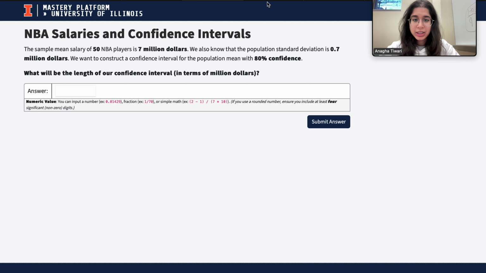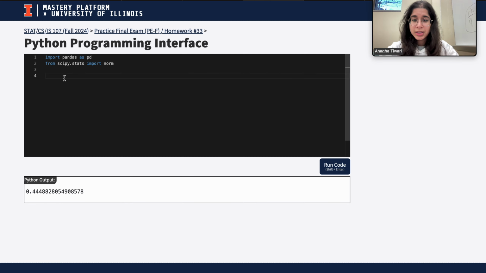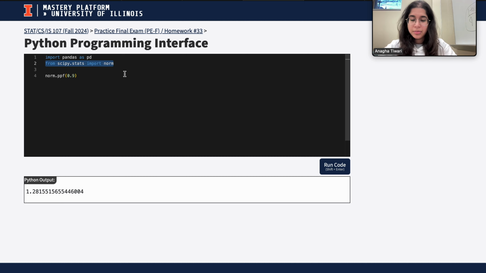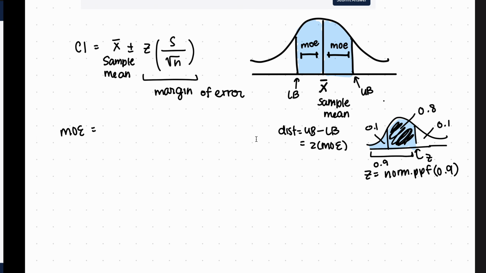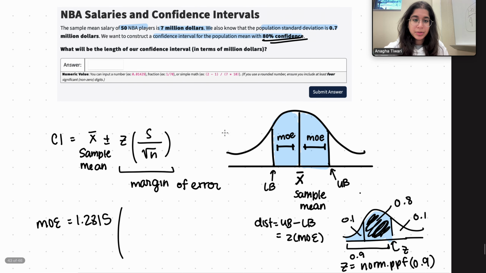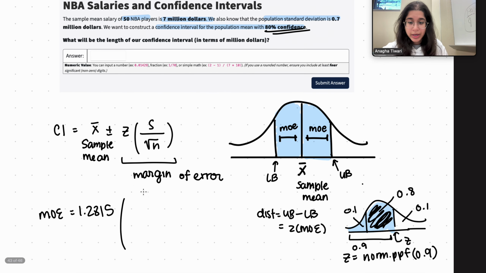I can actually do that here using my programming interface. So norm.ppf of 0.9, and be sure to import norm from scipy.stats. That's going to be around 1.2815. So 1.2815 times the standard deviation. We already have our population standard deviation of 0.7 given here, so let's just go ahead and use that.